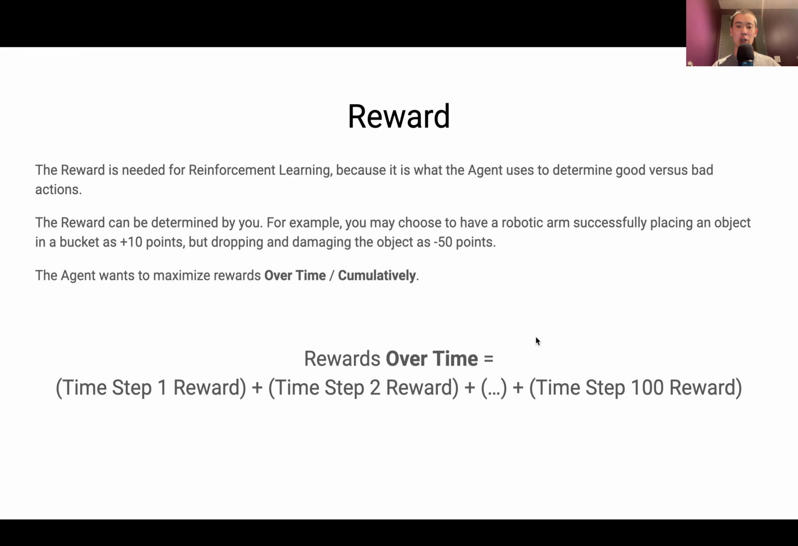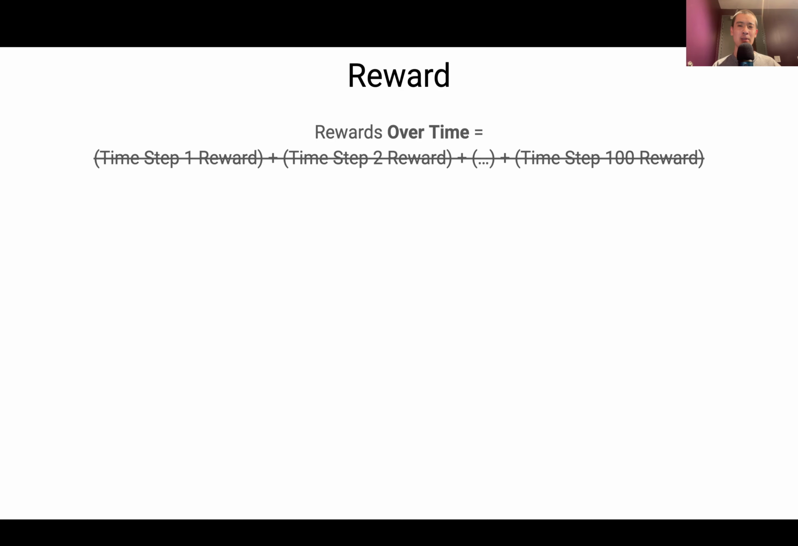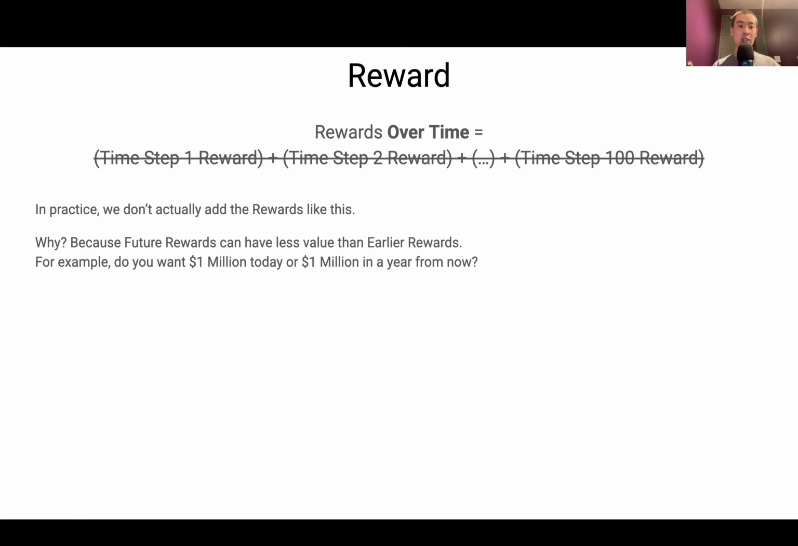So, the initial equation that will make sense to most of you is rewards over time equals time step 1 reward plus the time step 2 reward, and so on and so forth. Maybe up to, as an example, time step 100 reward. But in practice, we don't actually add the rewards like this. But it's a good way to start off to get a basic understanding. Why? Because future rewards can have less value than early rewards. For example, do you want $1 million today or $1 million in a year from now?